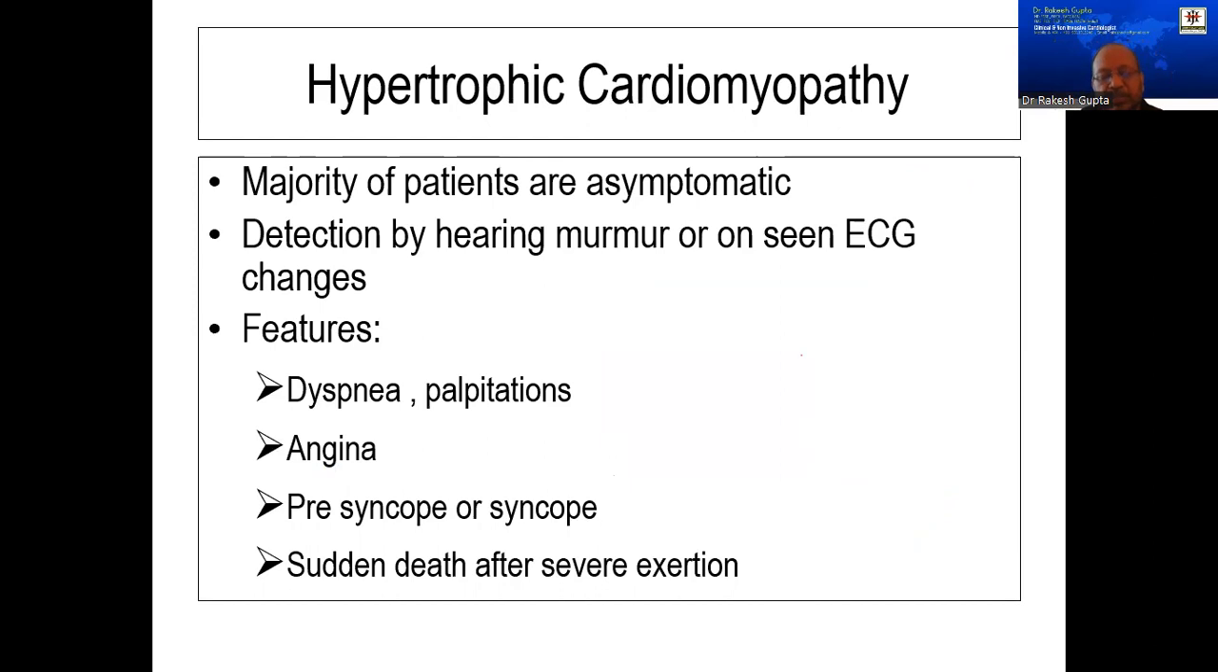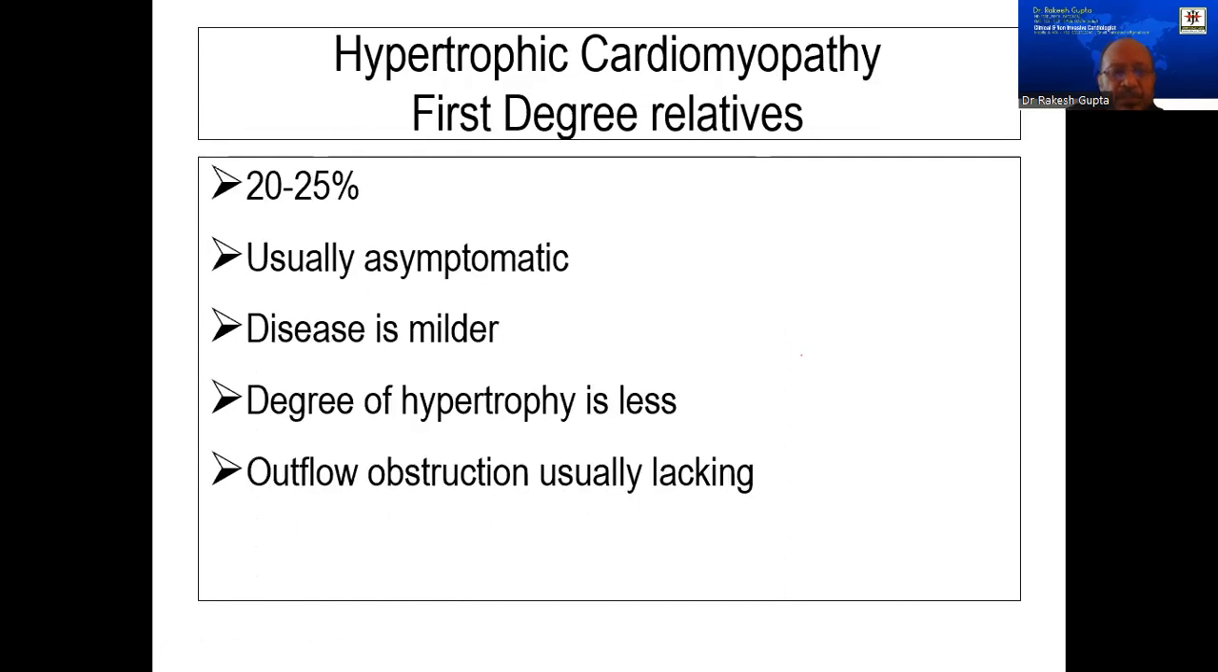How does the patient present? The majority of these patients are again asymptomatic, and you often detect them by hearing some sound or some changes in ECG suggestive of LVH. Some people present with dyspnea, palpitation, angina, syncope, or presyncope. And since it sometimes goes undetected, sudden cardiac death is a very important feature in this subset of population.